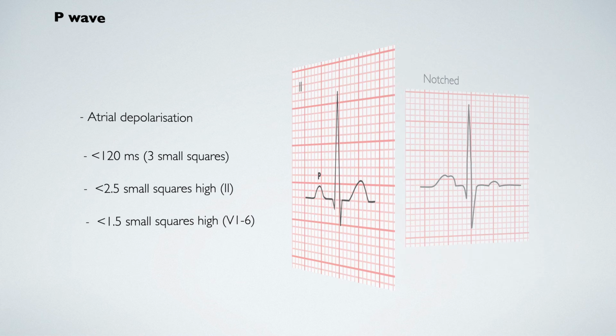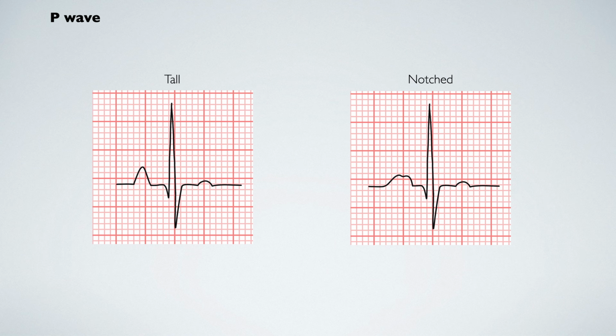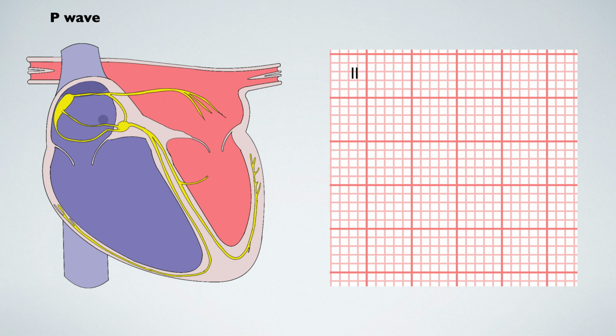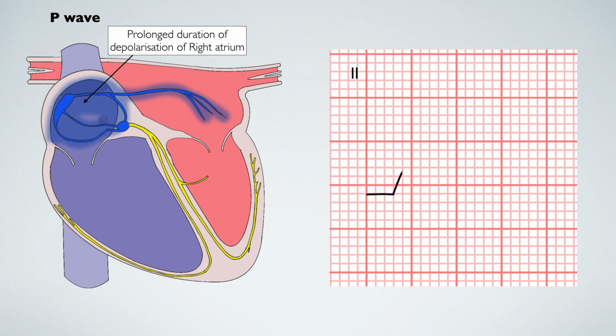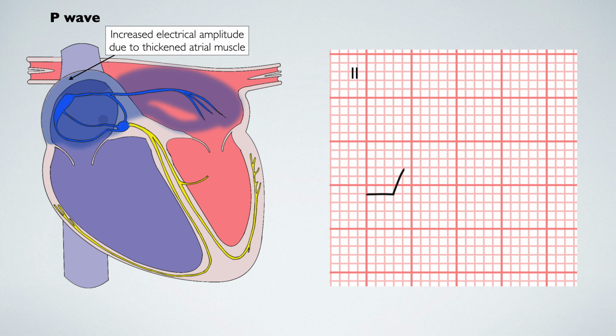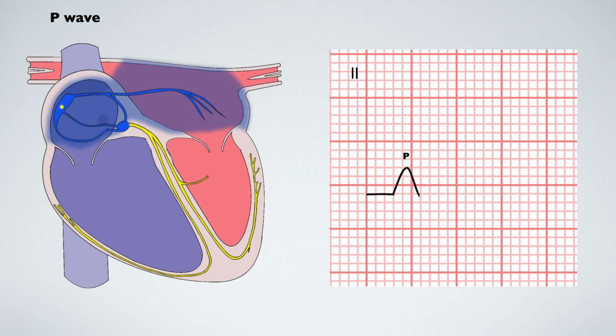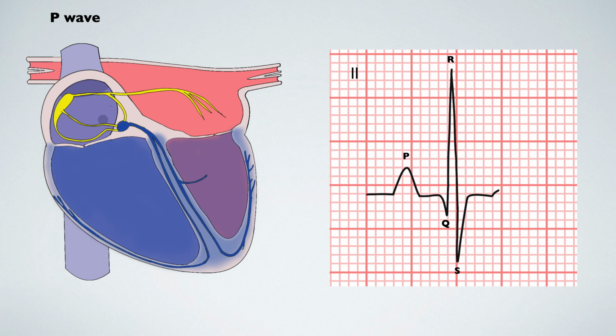Let us now review 2 abnormal presentations. These include tall P waves and notched P waves. We will start by looking at tall P waves. Tall P waves are caused by enlargement of the right atrium. The enlargement creates a delay in depolarization of the right atrium, and the thickening of the atrial wall muscle also produces a vector with increased amplitude. These factors combined lead to tall P waves.